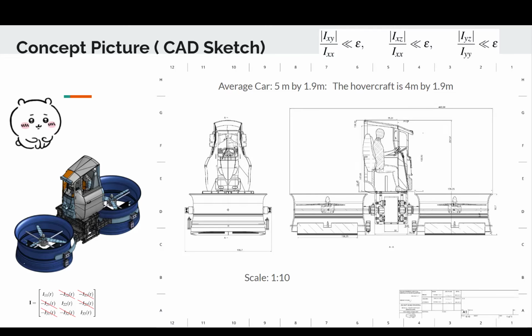This is a CAD sketch that I did at 1/10 the scale. The hovercraft is about 4 by 1.9 meters, which is about the average car size of 5 by 1.9 meters. As you can see, it's 1/10 the scale, so you have to multiply by 10 to get that amount, and you'll get the same amount.